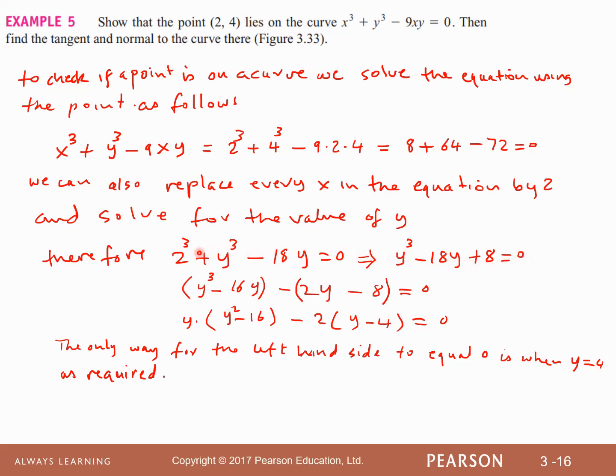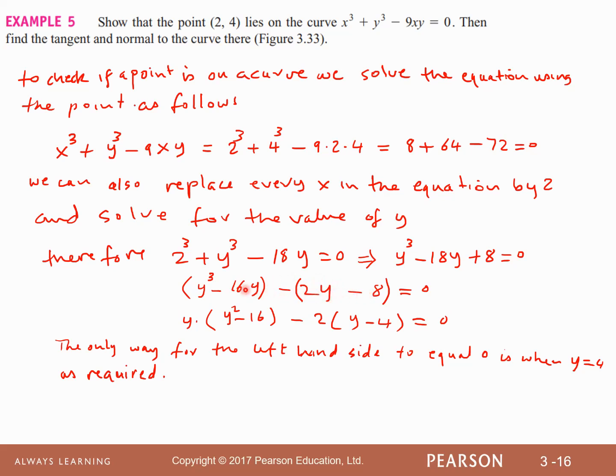Where did we get 8 from? 2 to the power 3. So that's our 8. So this equation we have to solve, y cubed minus 18y plus 8 equal to 0. We're just going to go ahead and rearrange this. We have minus 18y, so we're going to subtract from y cubed 16y, and then we're going to keep the 2y and subtract from it 8. If you rearrange, you'll get the same. This is equal to 0. The only way for both parentheses, what is inside, to be equal to 0 for both of them, y must be equal to 4. If y is equal to 4 here, we get 2 times 4 minus 8, which is 0.